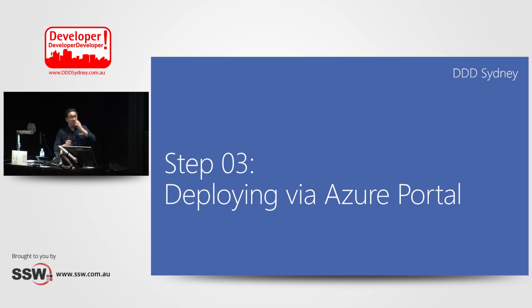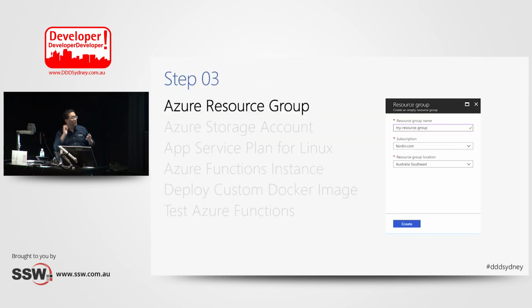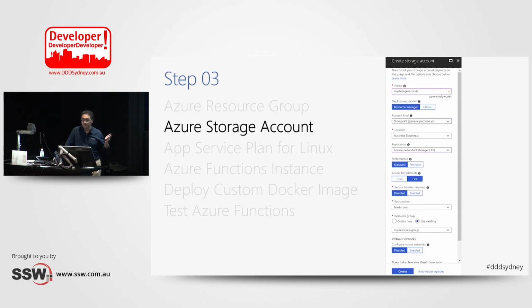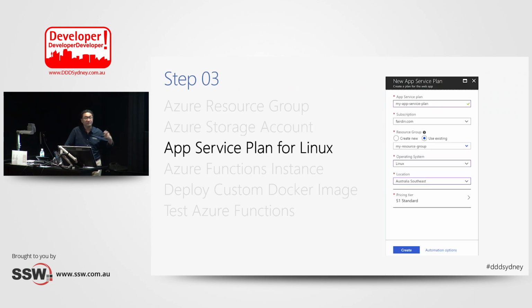Now, this custom container image needs to be deployed into Azure. So this time we are using the Azure portal. So in order to deploy this in the Azure portal, first of all we need to create the Azure resource group, then a storage account, then an app service plan.